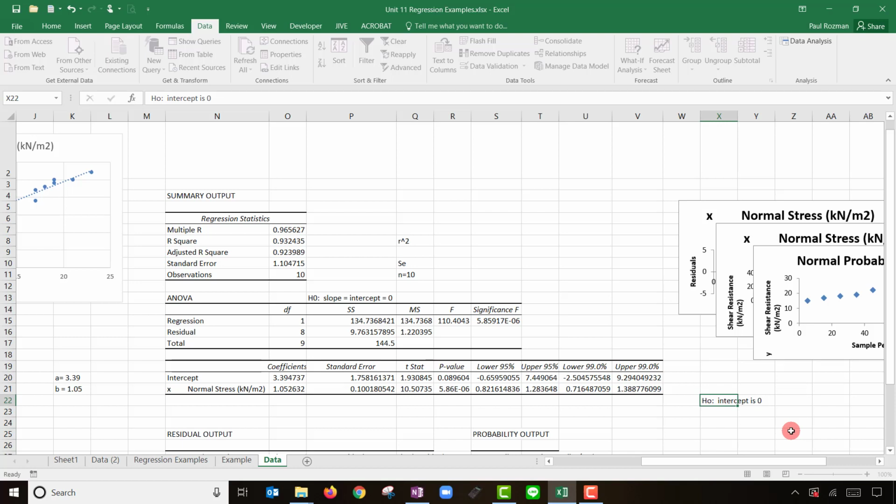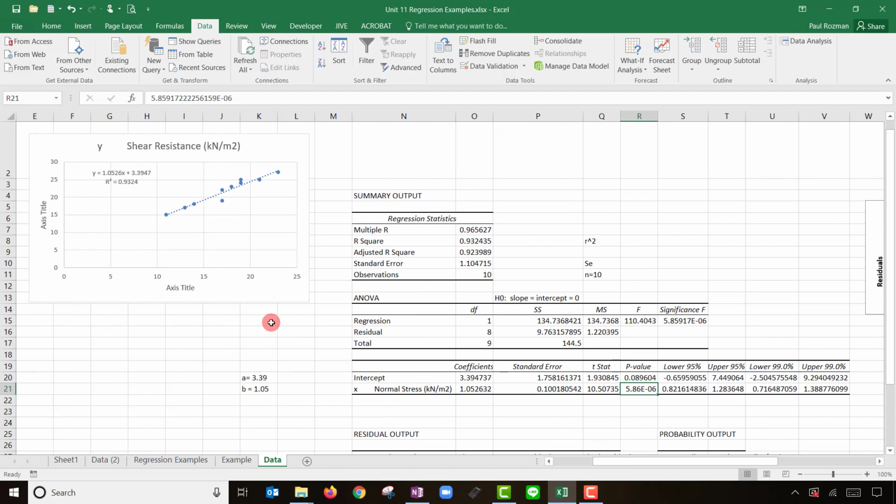Alpha equals zero. We would fail to reject that because our p-value is 0.08, which is bigger than 0.05. And then we have another hypothesis test where the slope is zero. But we will reject that because the p-value is tiny, in scientific notation there. No matter what you picked for alpha, you would reject that the slope is 0, which makes sense.